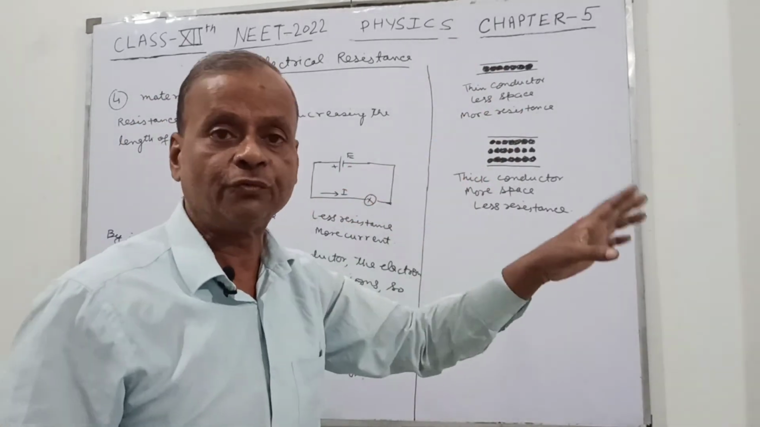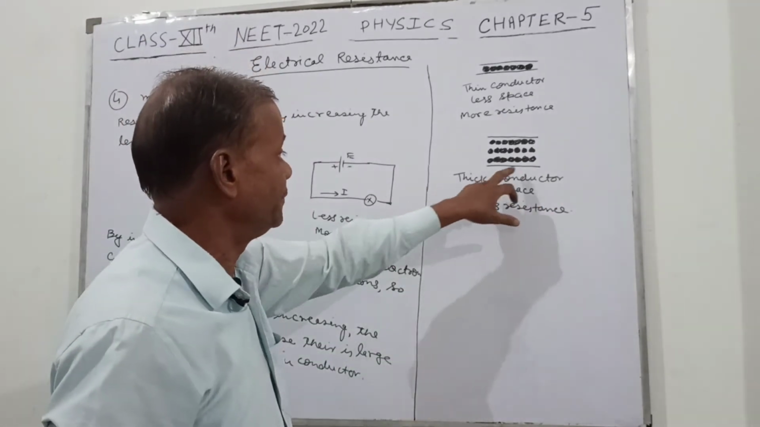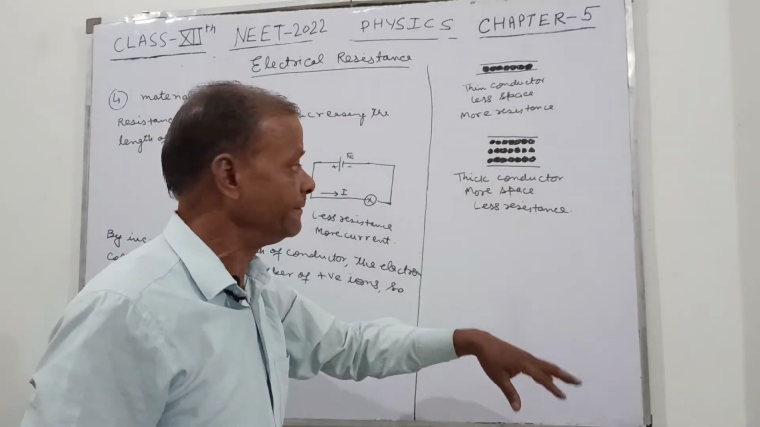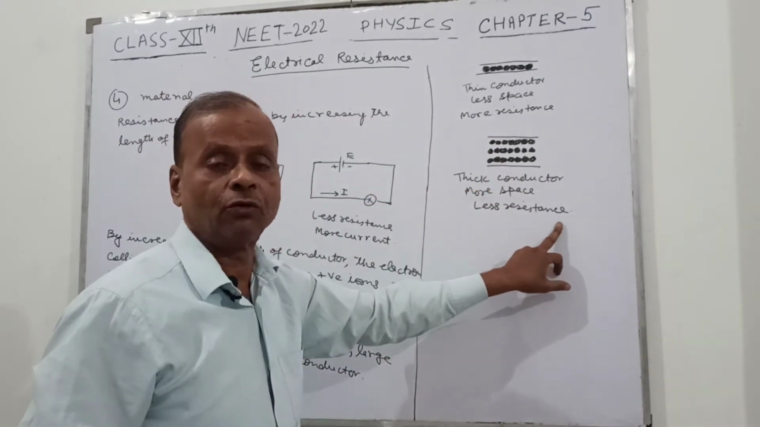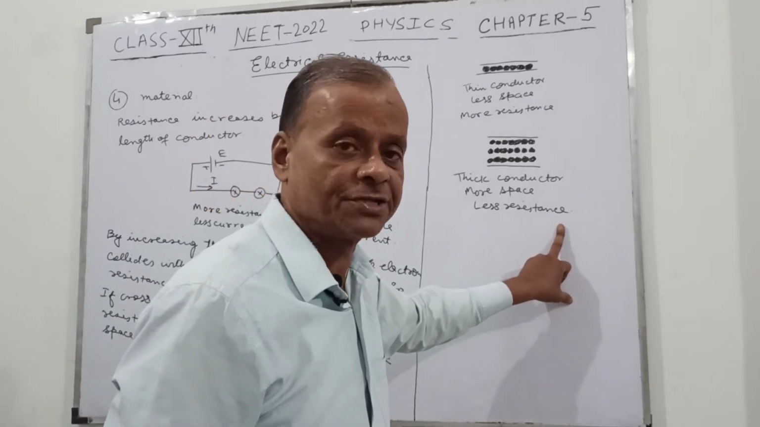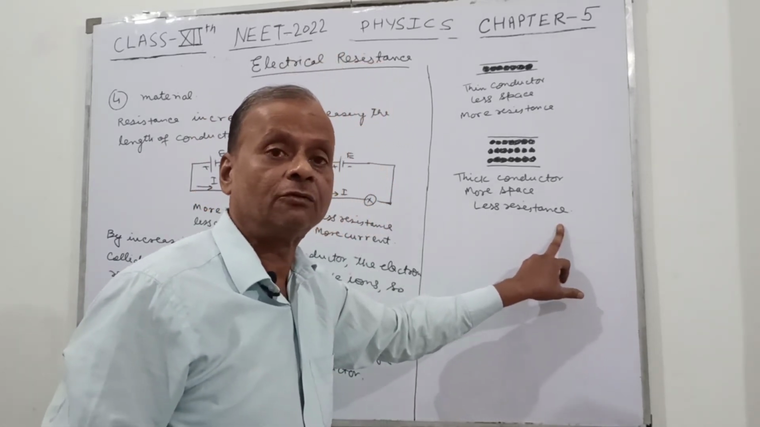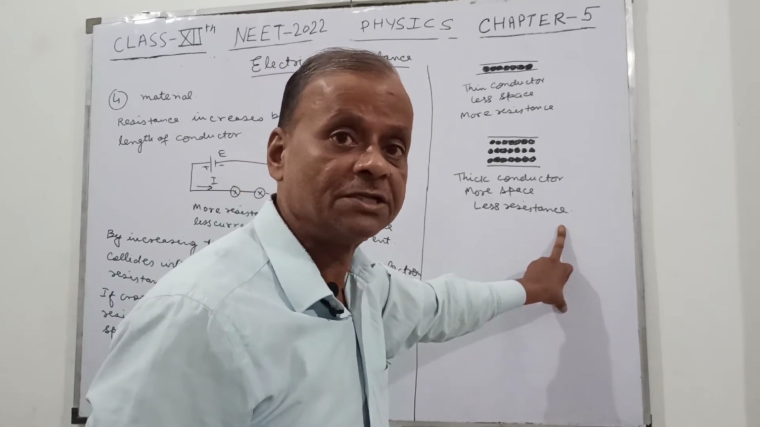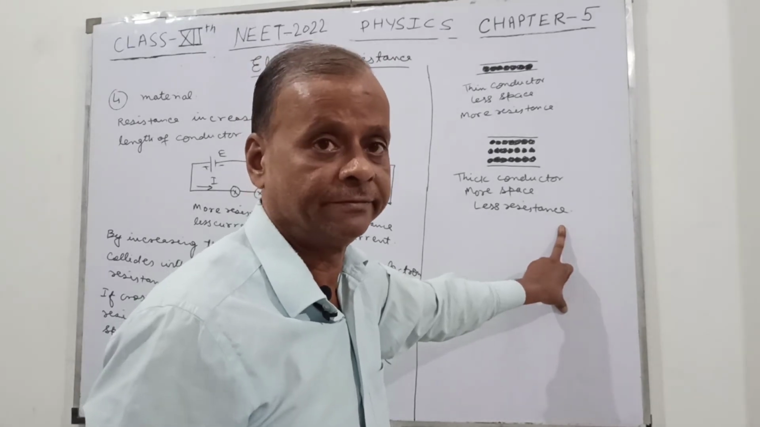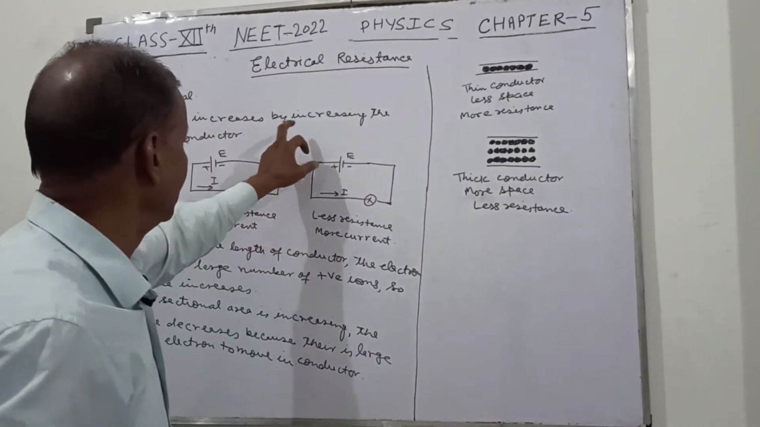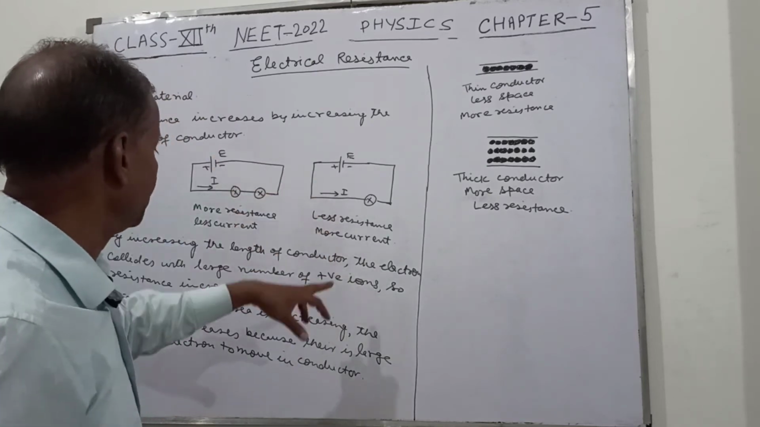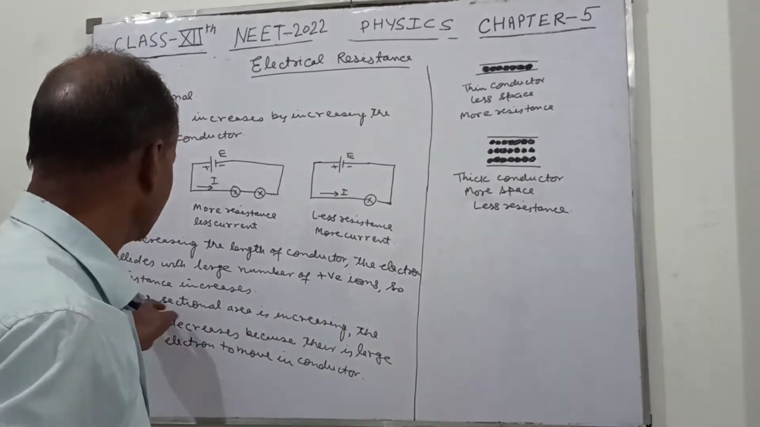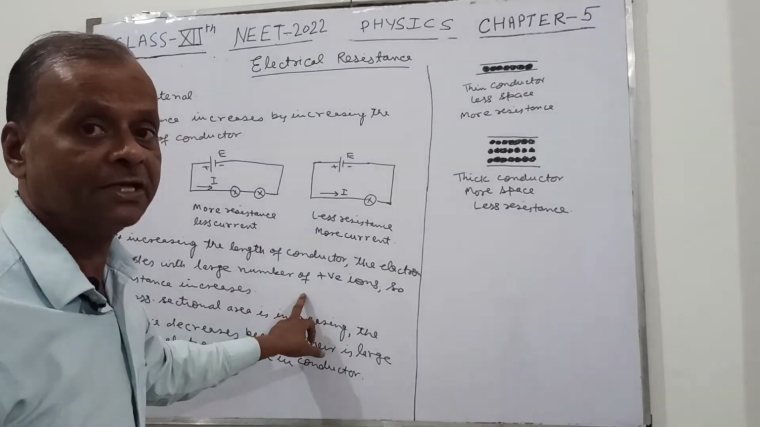So if the conductor is taken thin, the resistance is more because the space is less for the electron to move. And if you take the thick conductor, the space is more, so electrons move easily, and the conductor has low resistance. So I have told you how the resistance increases or decreases when the conductor is taken thin or thick, and also about length: when the length is increased, the electrons collide with a large number of positive ions, so the resistance increases.